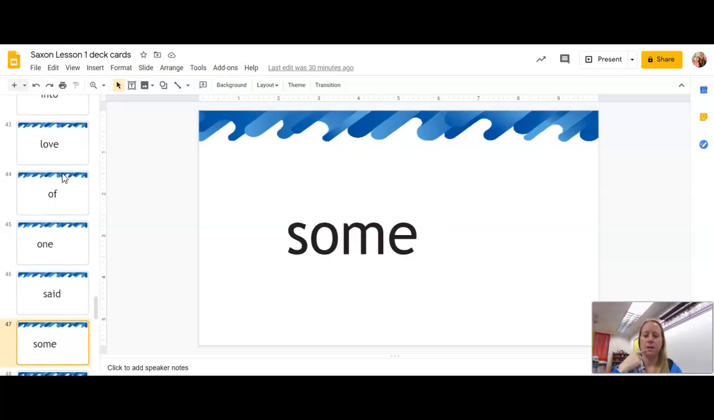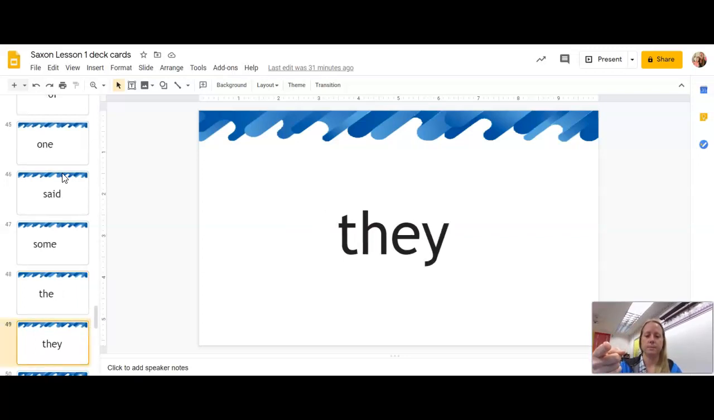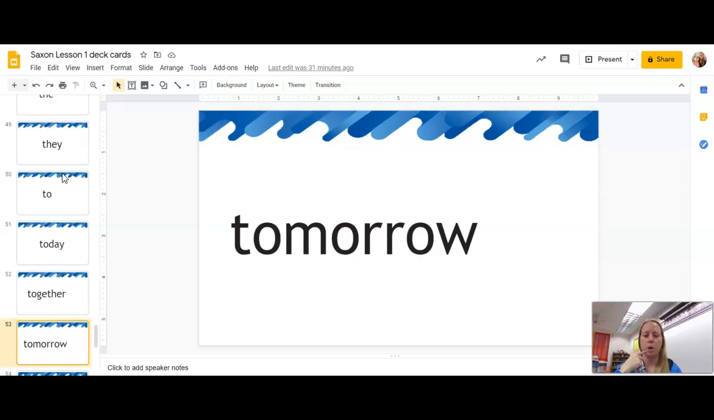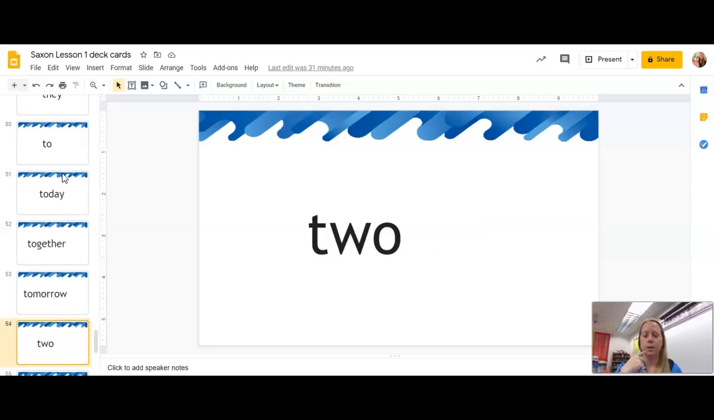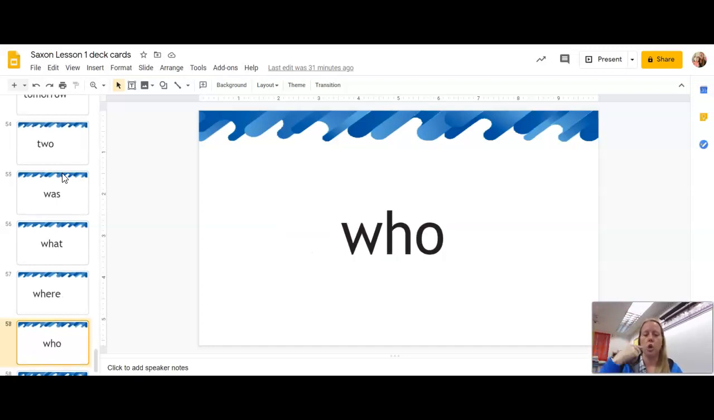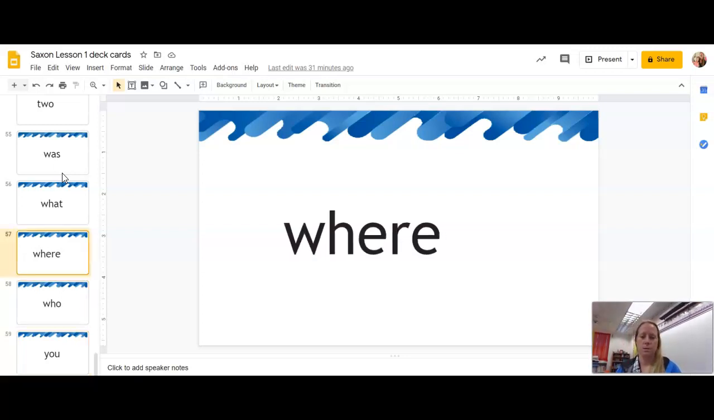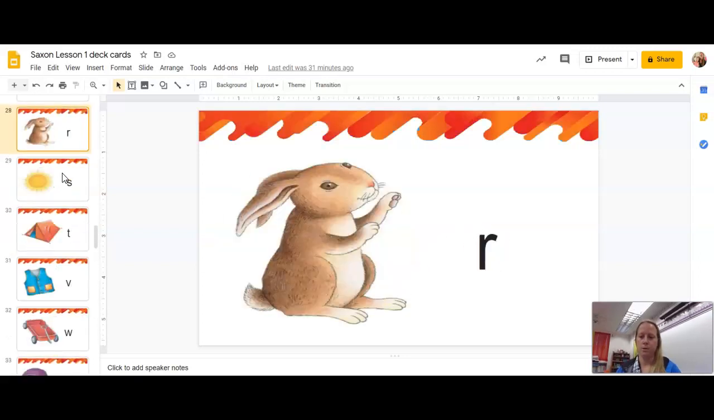Said, some, the, whoops. They, to, today, together, tomorrow, to, the number two, was, what, where, who, you, and that is the last sight word card for now. I'm going to go back up to our new cards.